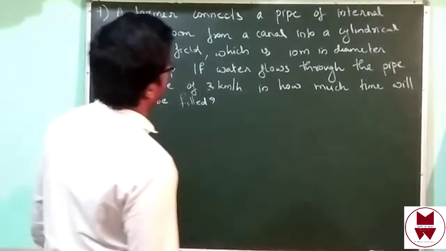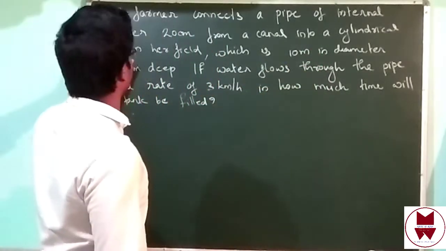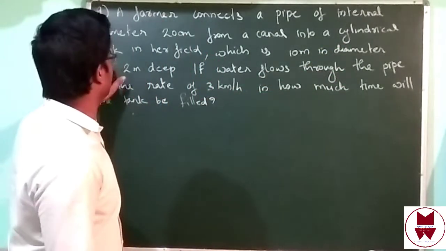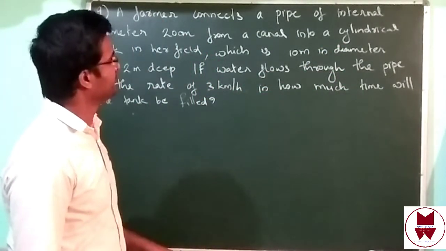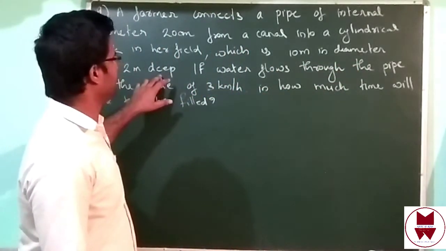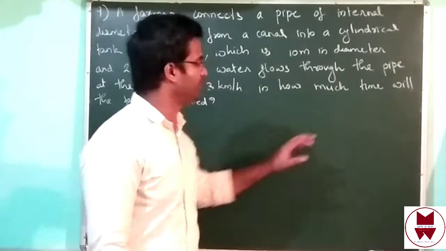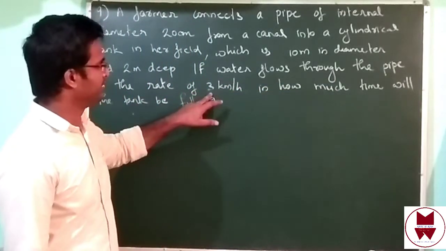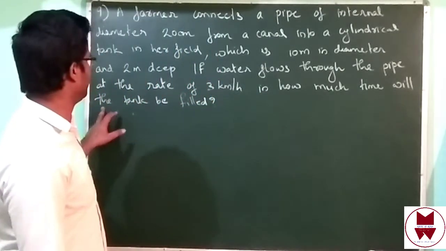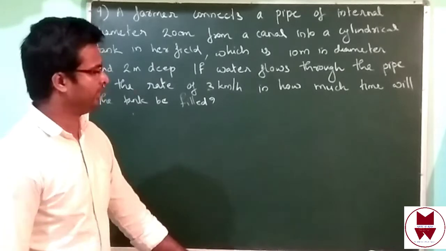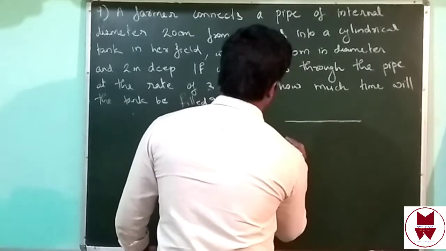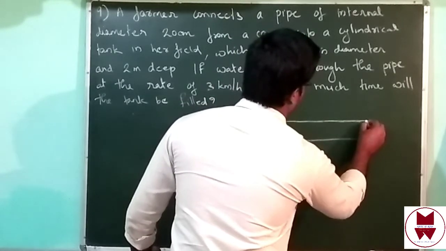Next problem, question number 9. A farmer connects a pipe of internal diameter 20 centimeter from a canal into a cylindrical tank in her field, which is 10 meter in diameter and 2 meter deep. If water flows through the pipe at the rate of 3 km per hour, in how much time will the tank be filled? Then they are given one cylindrical pipe. We can draw that figure, one cylindrical pipe.